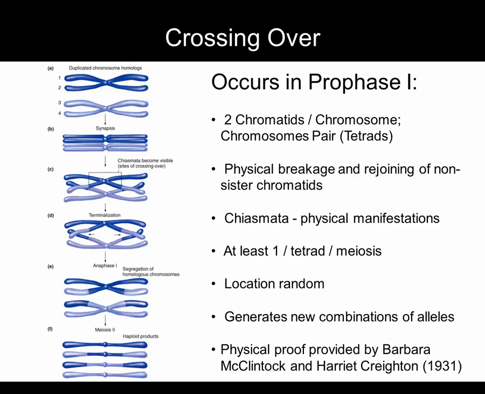Well, you probably remember that we also talked about why that's not necessarily the case. In prophase 1, the homologous chromosomes pair, and pieces of non-sister chromatids physically break apart, exchange positions, and reattach. And this happens at least once for each tetrad per meiosis, though the location of the crossover is mostly random. Scientists had long thought such events were likely to occur, but physical confirmation did not arrive until the work of Barbara McClintock and Harriet Creighton in the 1930s, a good 40 years after chromosomes were first observed.